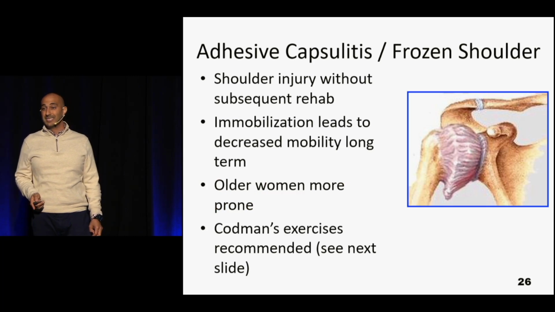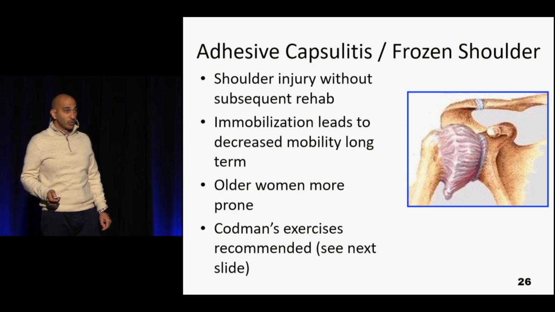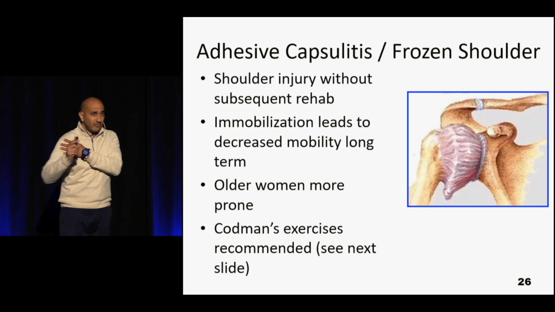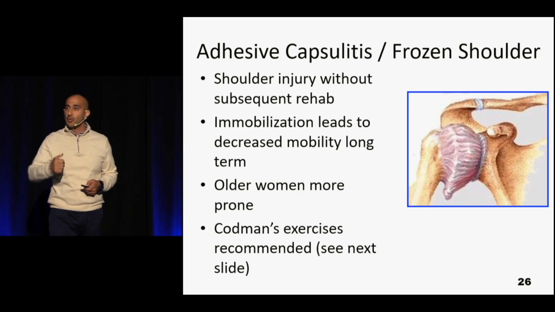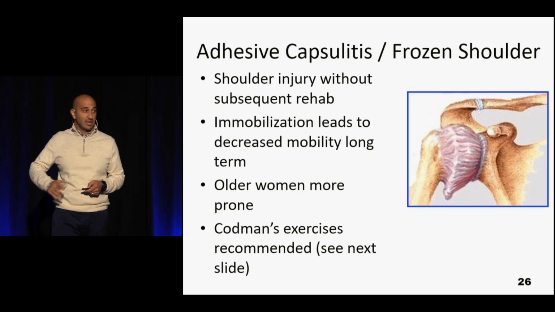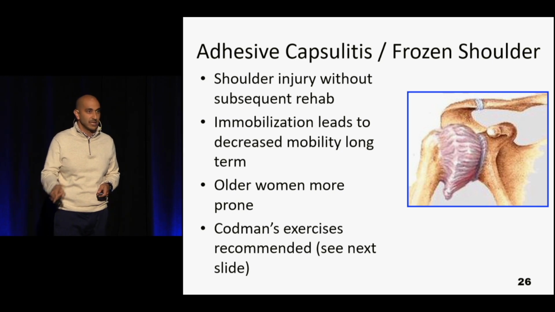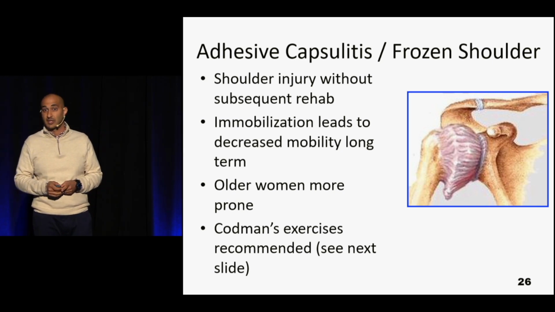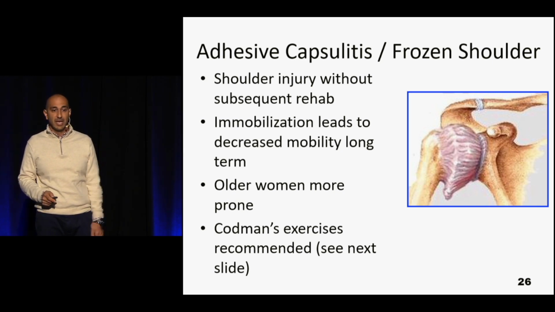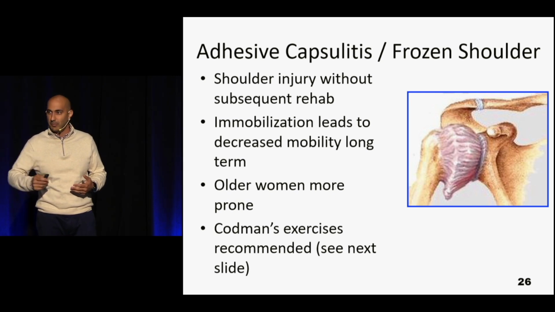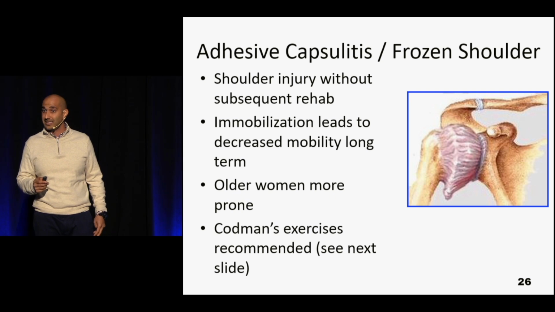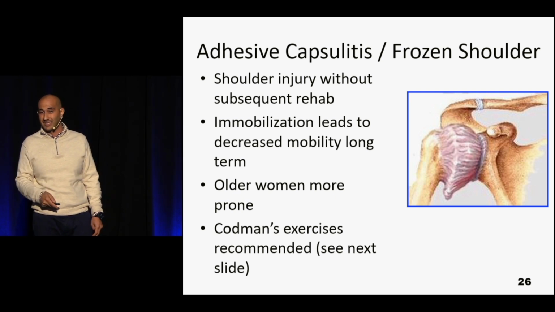Finally, we've got adhesive capsulitis and frozen shoulder, and patients who get dislocations, if you throw them in a sling and tell them not to do anything with their shoulder for the next 6 weeks, this is something that can develop. This is why when we have people leave the emergency department, you put them in a sling 1 to 3 weeks and you start having them do range of motion exercises, because if you don't, it can prolong the immobilization and can lead to adhesive capsulitis.